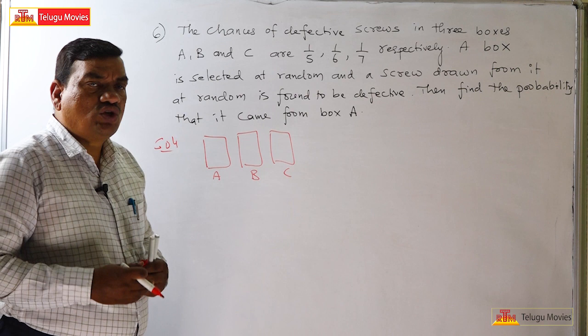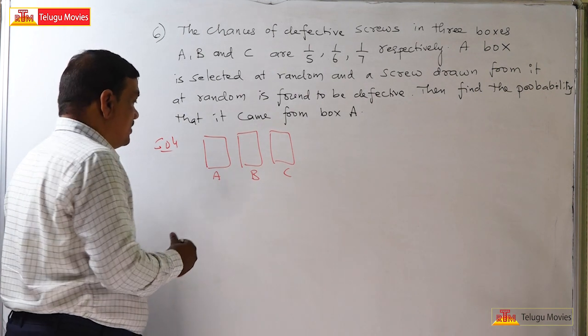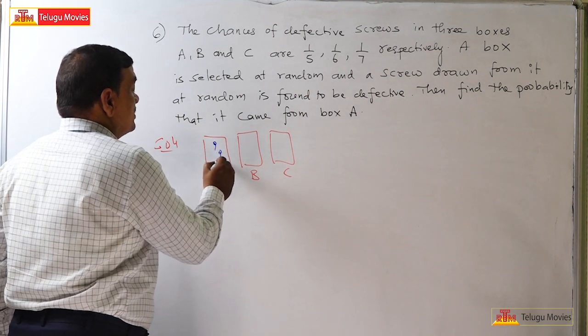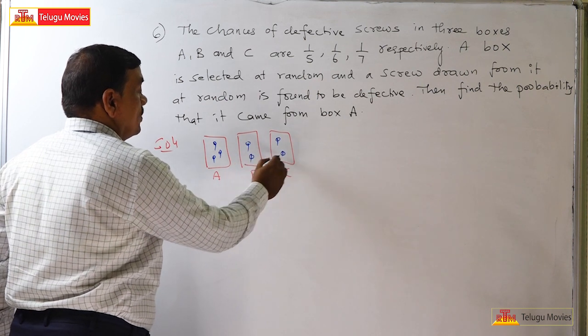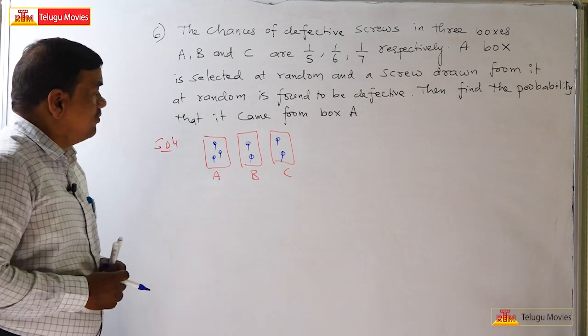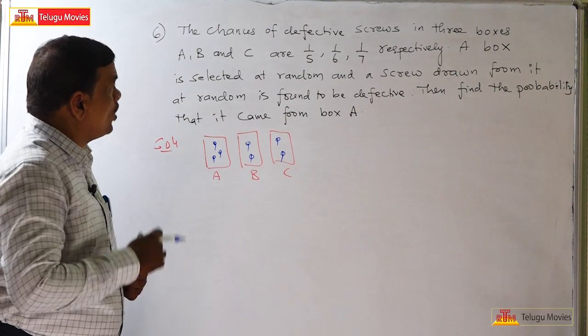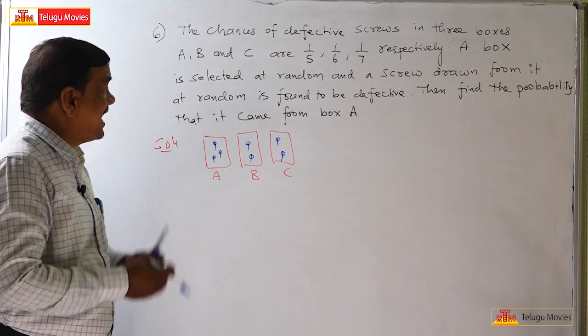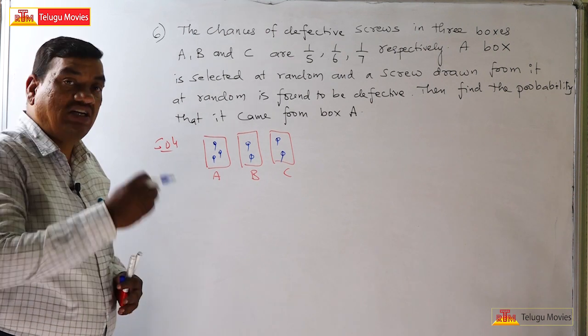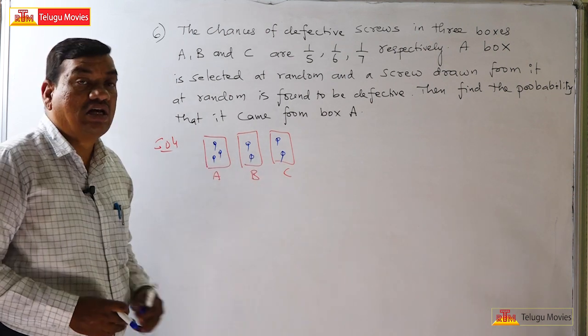In each box there are some screws, and there are some defective screws also. If you draw one screw, what is the probability that the screw is defective?